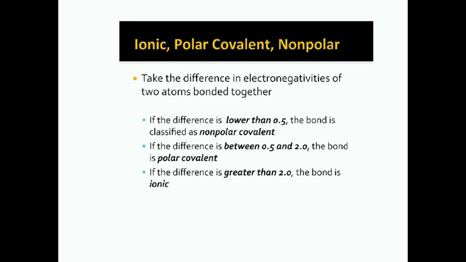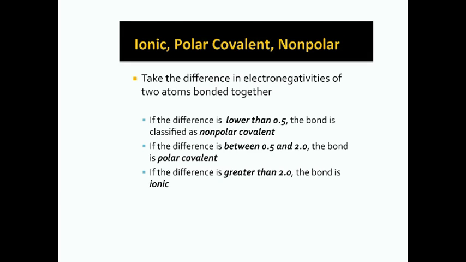Essentially, there are three different types of bonds. There's ionic, there's polar covalent, and then there's nonpolar covalent. Being able to identify what type of bond is taking place between two elements comes down to the electronegativity differences between those two atoms. So what we're going to do is take a look at the difference in electronegativity of these two atoms.